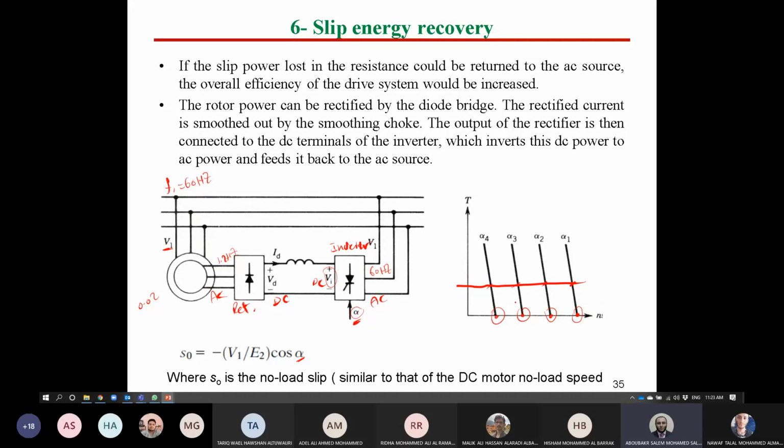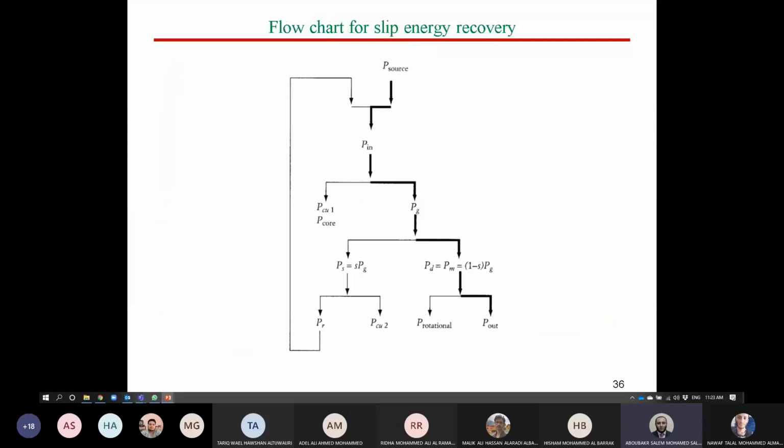Fine. So the advantage now of slip energy recovery is that we return the energy again to the supply. So what will be the power flow in this case? This is the input power to the motor. We will say that we have source power plus returned power. And finally, the efficiency will be P out over P source, not over P input.